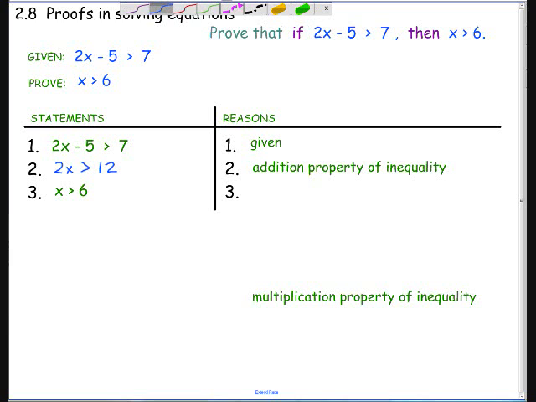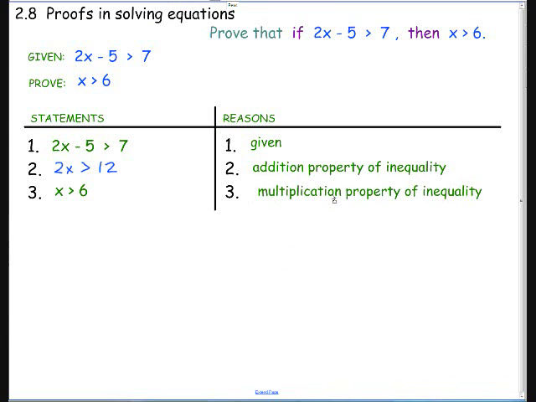And then the other thing I'm going to use is the multiplication property of inequality, which tells me that if I multiply both of these by 1/2, it will remain true. That's the proof. I used given, addition property of inequality, multiplication property of inequality.